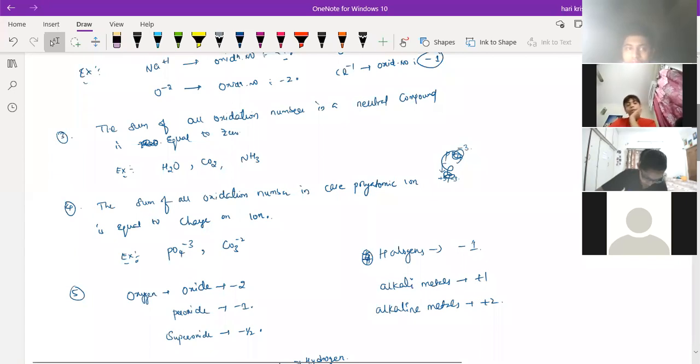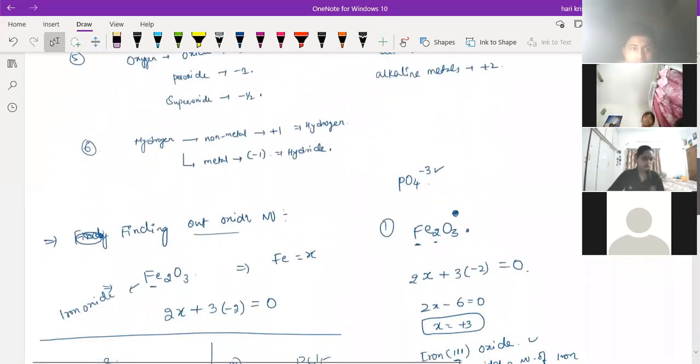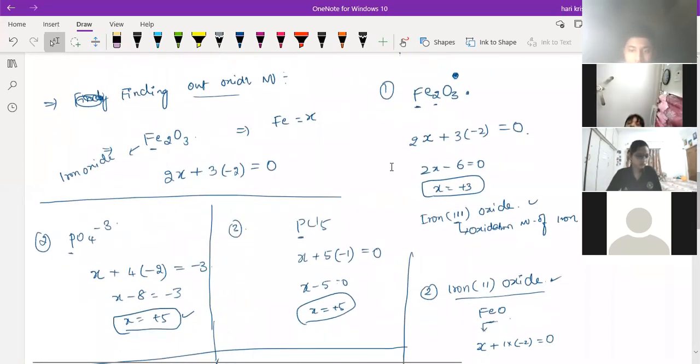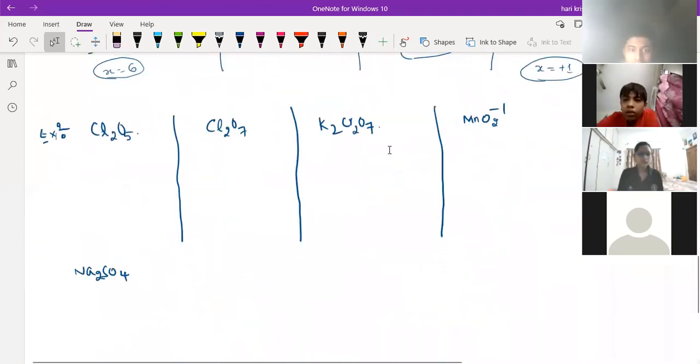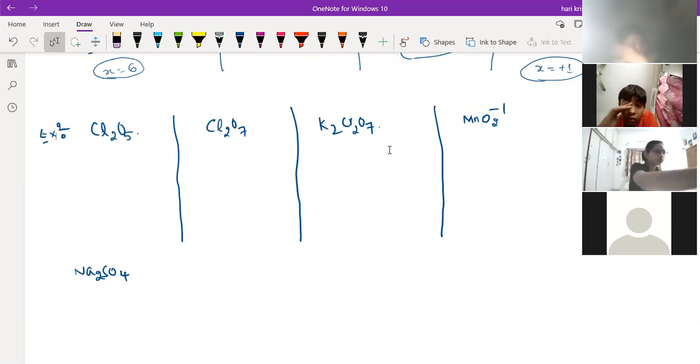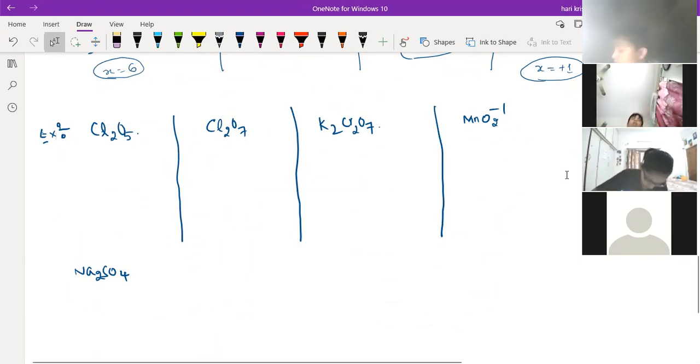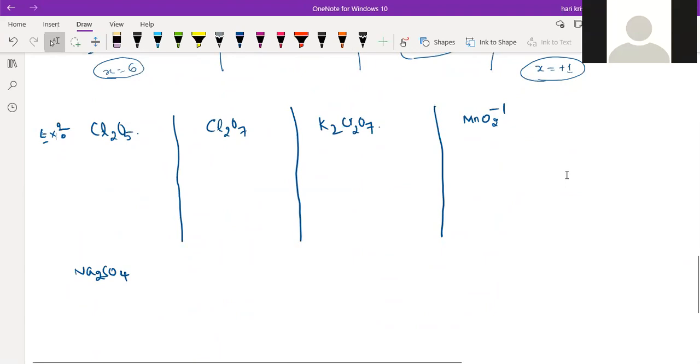So with this, you can find out some more examples. After this, I'll tell you one more concept in oxidation number and the reduction number. Write down all the examples in your notebook and try to find out. Turn on your radios.